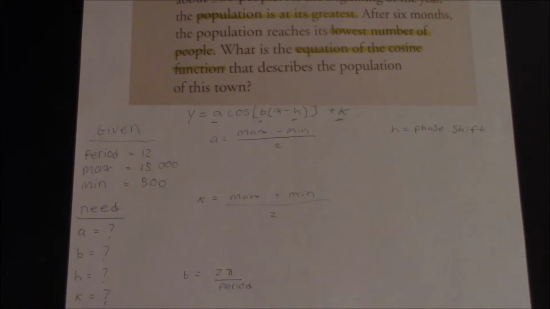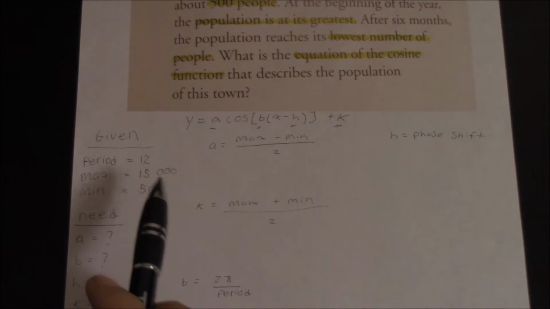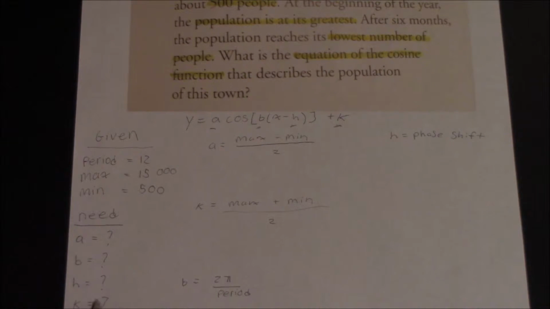We're going to start off by looking at what the question gave us. The question gave us the period, which is 12 months. Although it did not specifically say 12 months, we know that the period is 12, because the question said the function is modeled by the number of months into the year. And obviously there are 12 months in a year, so that means our period is 12.